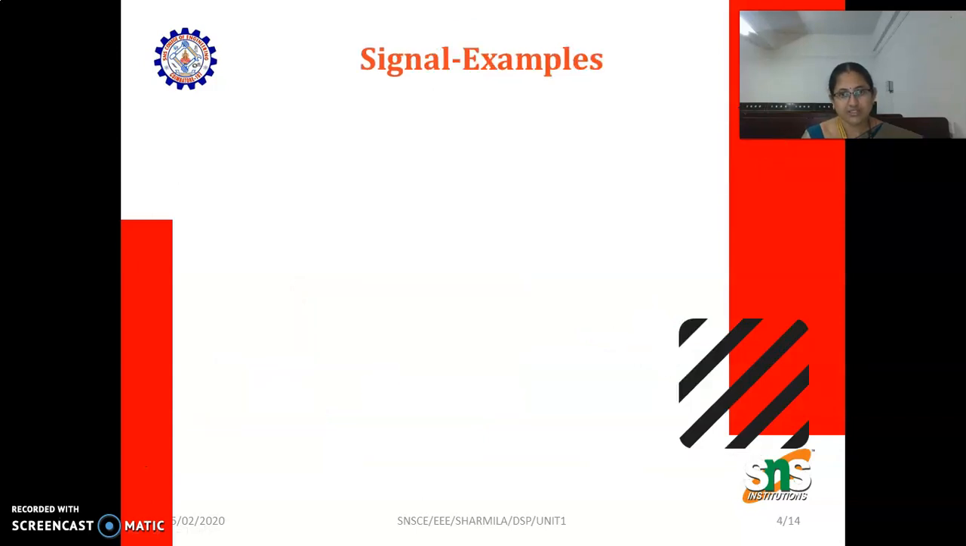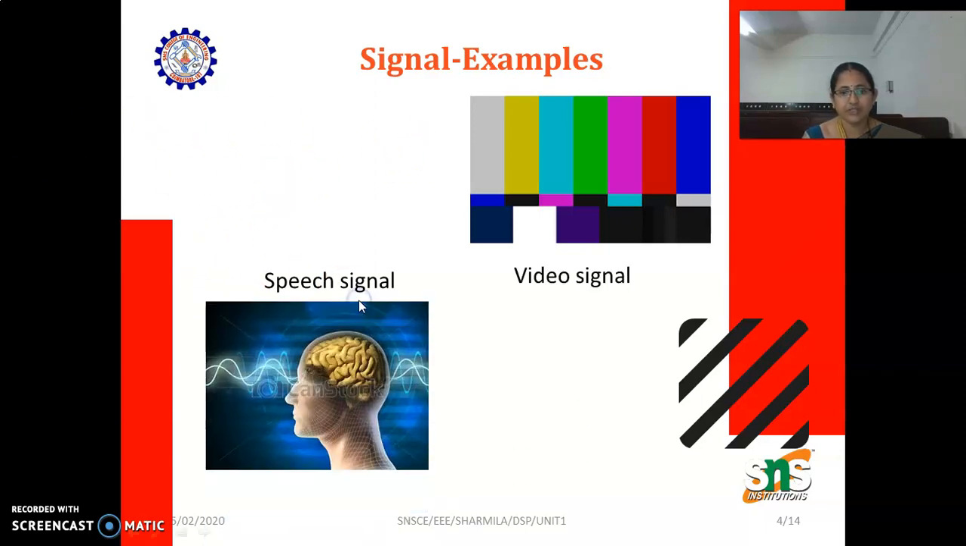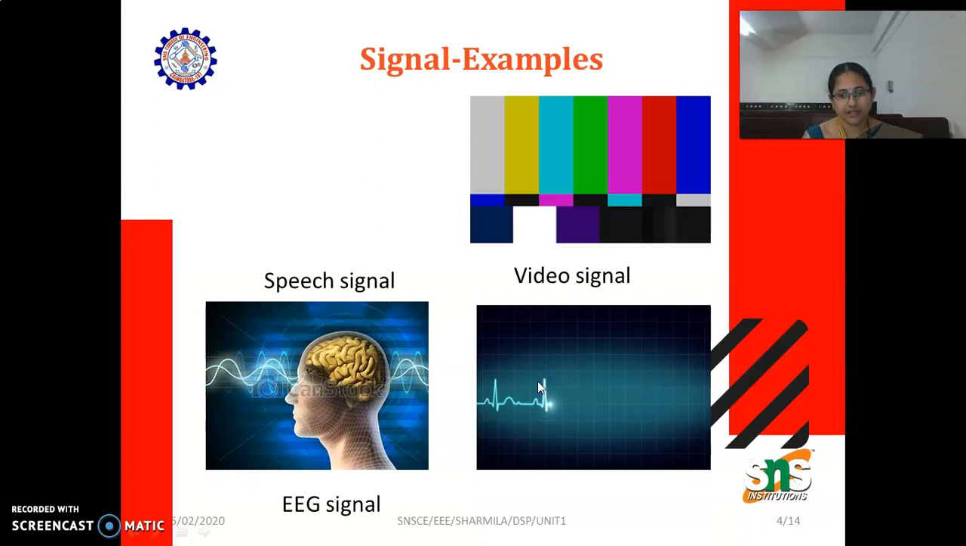And now we see some examples of signals. So we should know about speech signals, audio signals, video signals, and EEG signals. EEG is nothing but the electroencephalogram signal. It gives the brain activity of a person. And the last one is ECG.